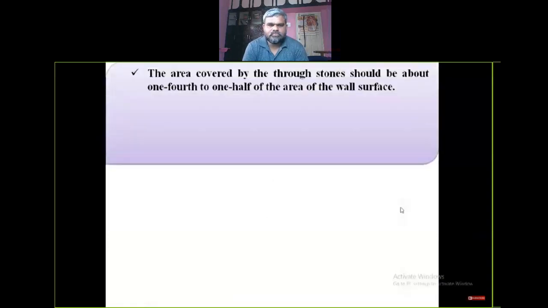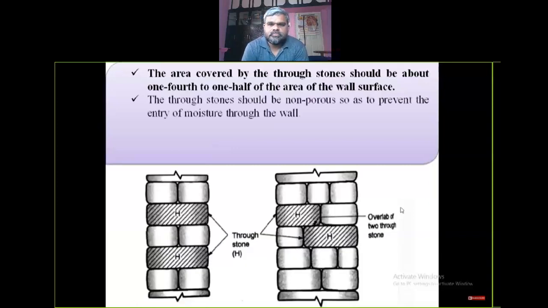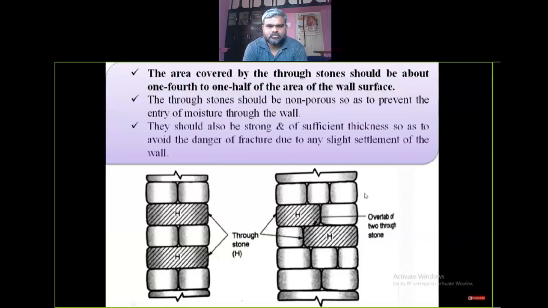Next, the area covered by the through stones should be about 1/4 to 1/2 of the area of the wall surface. The through stones should be so placed as to prevent the entry of moisture into the wall. They should also be strong and of sound construction so as to avoid the chance of fracture.